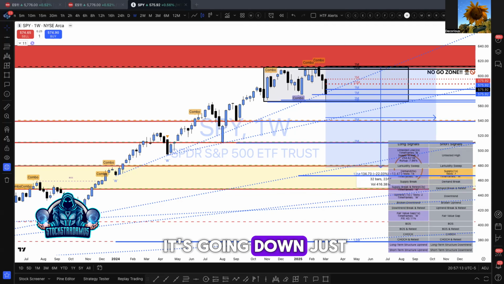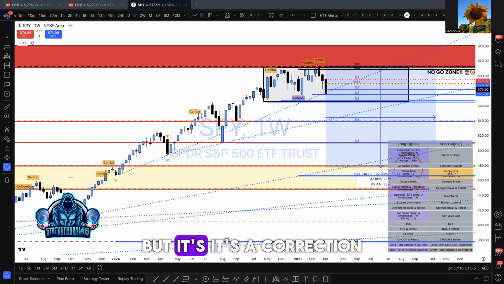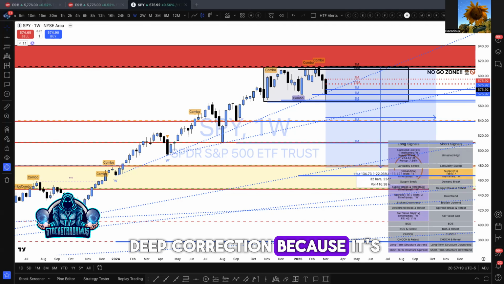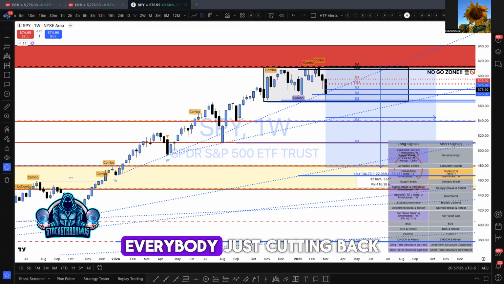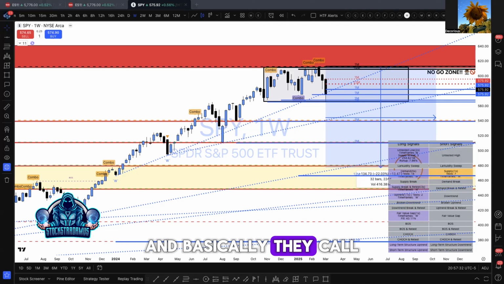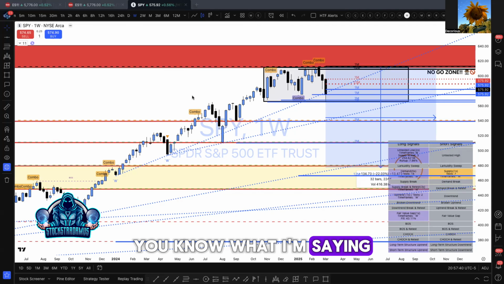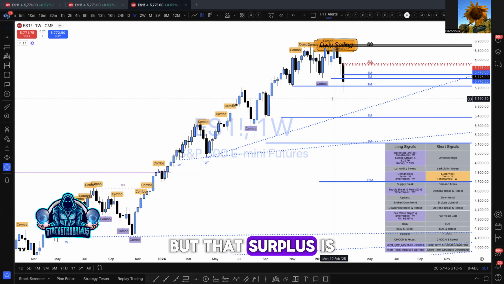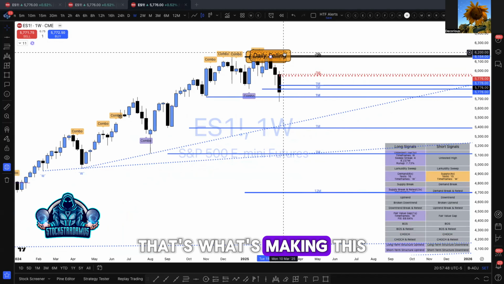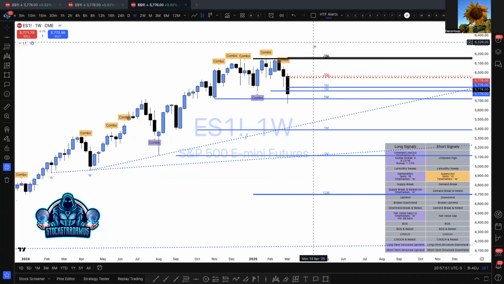It's not that it's going down just to crash, but it's a correction. It's a deep correction, because it's like, dog, this is what's happening. You see it with the housing market, you see it with the car dealerships, everybody just cutting back. Like, man, we're just closing our doors. And basically, they call it a recession. I don't want to use that word because I don't want anybody thinking the world is ending. No, it's just what it is. You know what I'm saying? You can judge a recession by charts, but that surplus is what's keeping this, what's making this range right here.